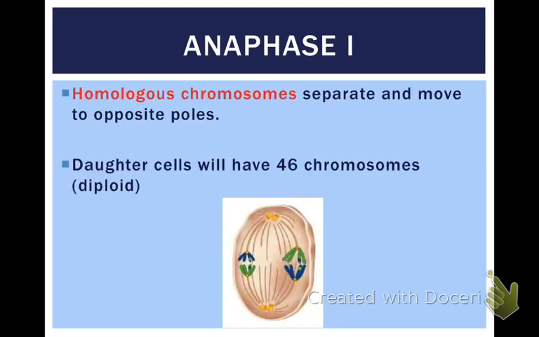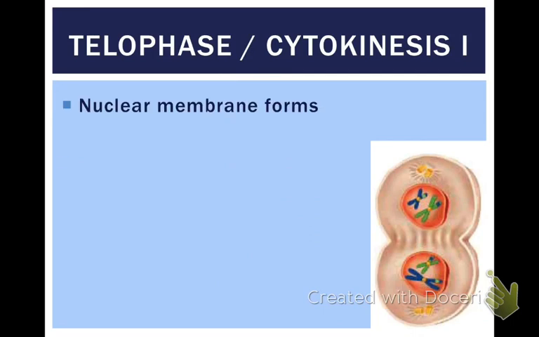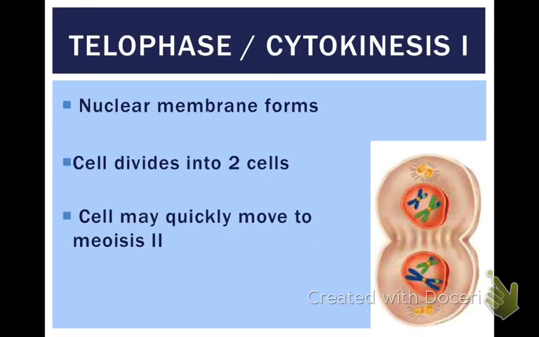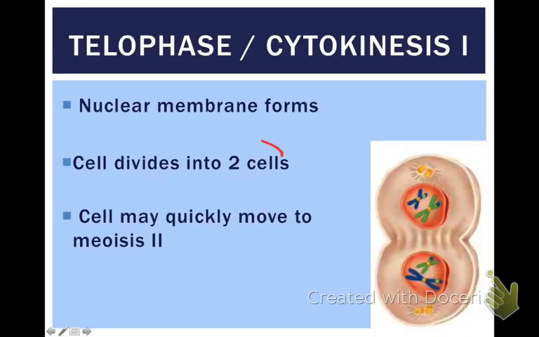In anaphase 1, homologous chromosomes, not chromatids, but the entire chromosomes, separate. You can see here, one chromosome's going this way, the other one's going this way. The chromosomes separate and move to opposite sides. After they go to opposite sides, we're going to have our next phase, which is telophase, or cytokinesis. Telophase and cytokinesis develop two cells that are going to be different. These cells are going to have 46 chromosomes still, and they're going to be diploid cells.